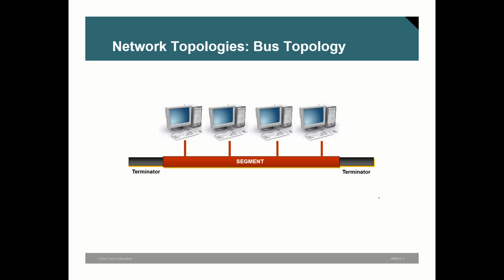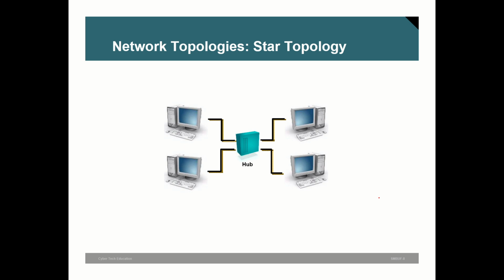Then after that we have star topology. In star topology, a single hub is connected to different monitors. So this is how star topology basically works in networking.